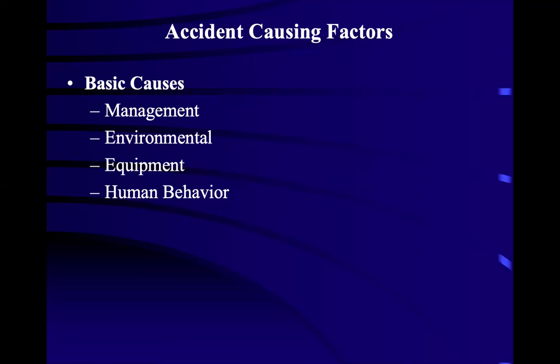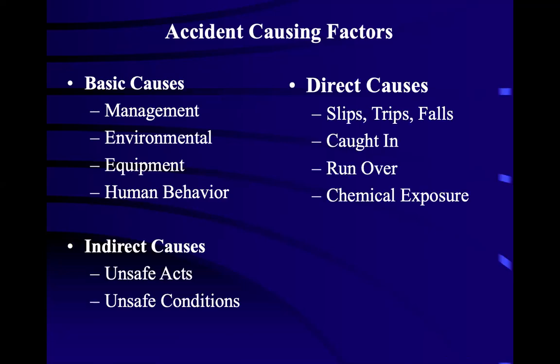So we say accident causing factors are basic, they are indirect, and they are direct. And under the basic causes, we link them to management decisions, the environmental conditions, the equipment that we deal with, and even the behavior of the people working on the factory floor. Now, the indirect causes are more like acts and conditions. So the unsafe acts that we engage in, failure to wear PPEs, not creating a very conducive working environment, can also cause indirect cause. But the direct causes are the normal slips, trips, falls, the cuttings, runovers, and chemical exposures that we are exposed to on a regular basis.